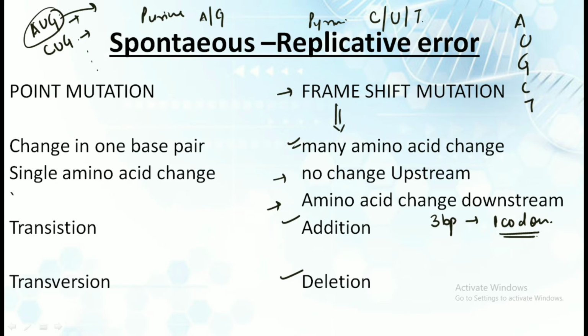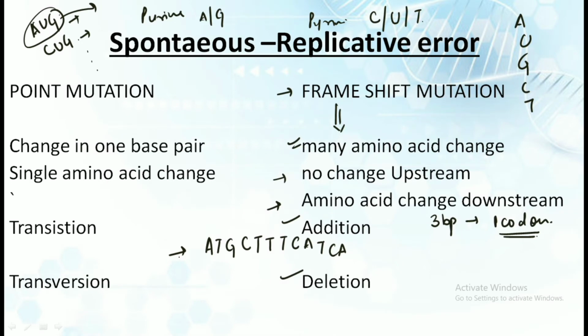So because of the frameshift mutation, there occurs a change in many amino acids. How? Consider we have this particular sequence, that is ATG, CTT, TCA and TCA. Just consider it as an example.